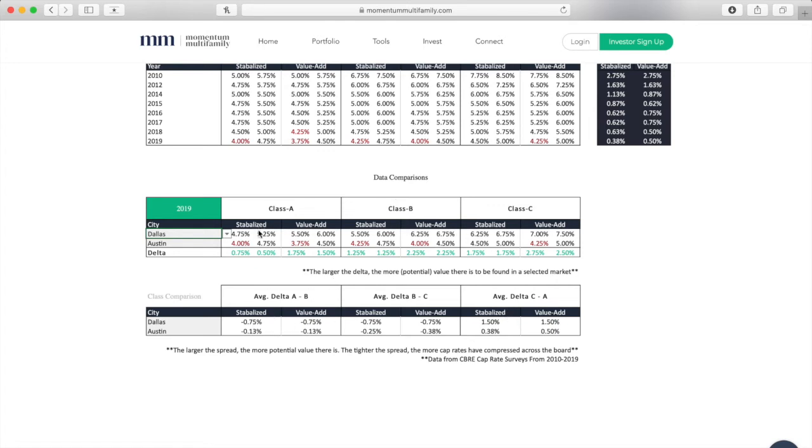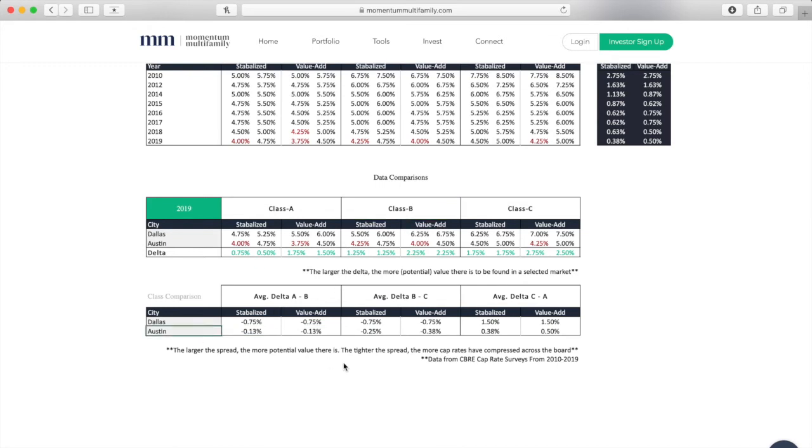So these are averaged. It takes the average of the range for each of the asset classes and then gives you an average delta between them. As you can see here, the average delta between A and B for Austin is practically non-existent. What this means is you're essentially paying the same cap rate whether you're buying an A or B class property in the city of Austin.